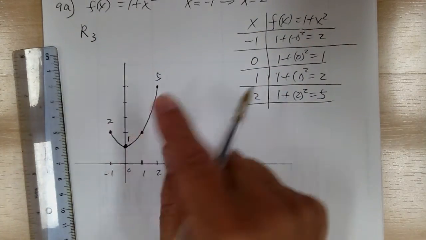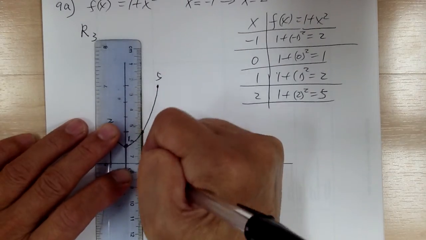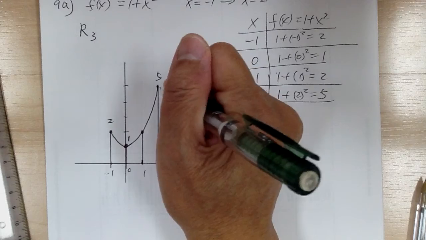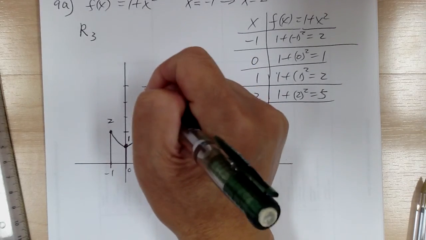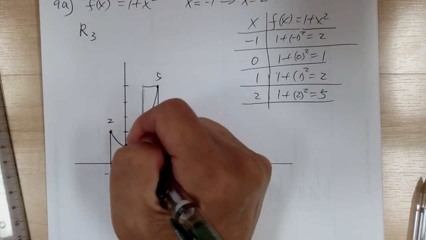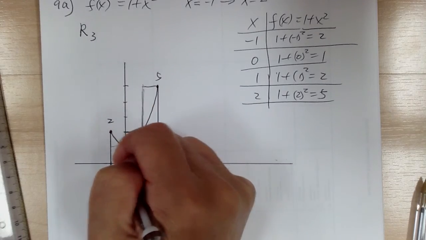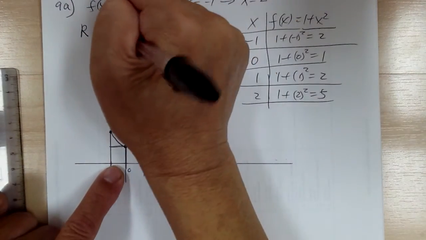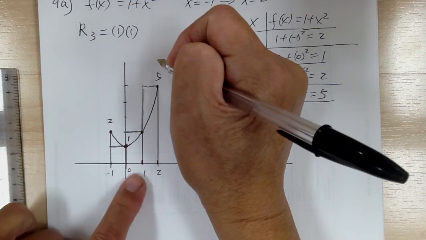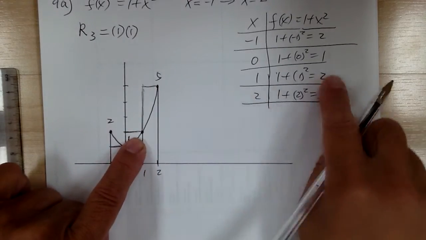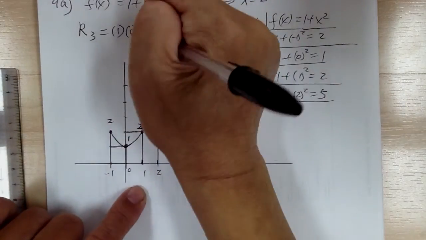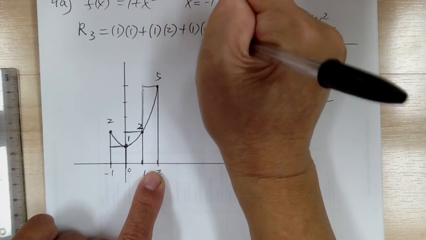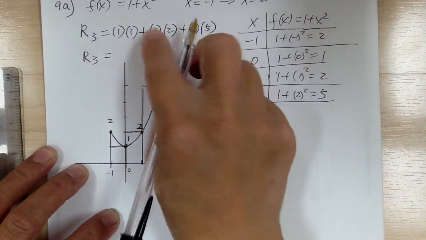So again, use your table, sketch out your graph, and then divide into strips. And then you have to do your right or left. So using R3, for every strip, you have to use the right point. So for this strip, the right point would be right over here. The second strip would be right over here. The third strip is right over here. So R3, the first strip, the base is 1, the height is 1. The second strip, the base is 1, the height equal to 2. The third strip, the base is 1, the height is 5. So R3, you add this together, it gives you 8.